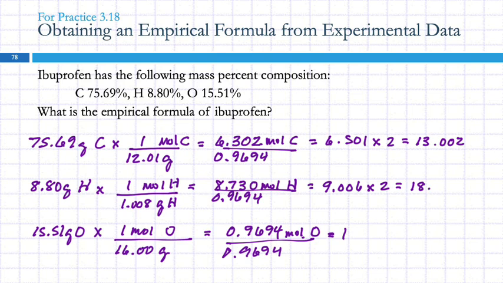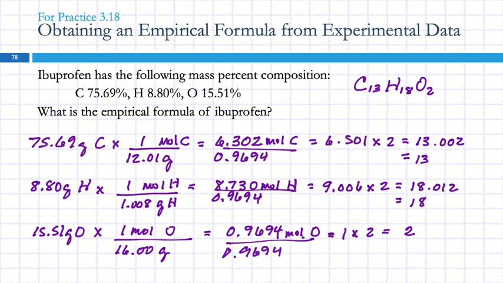So this is 18.012. This is going to be 2. This is close enough to round to 13. It's extremely close. And this can round to 18, and then I've got 2. So these are the subscripts then in the empirical formula. Carbon has 13, hydrogen has 18, and oxygen has 2.